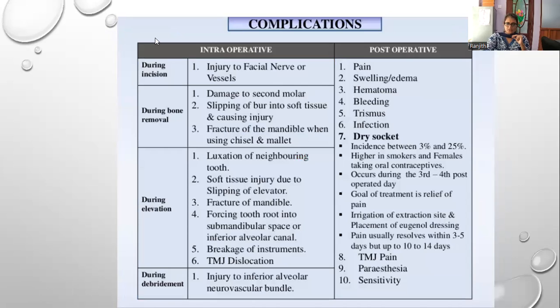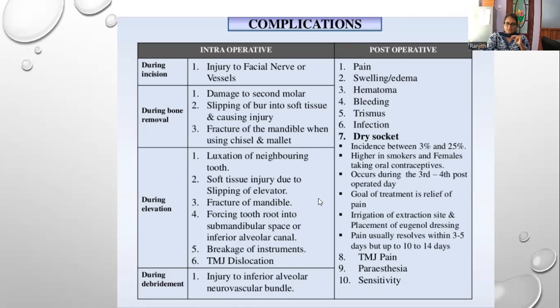Now coming to the complications. Complications can be intraoperative or postoperative. During the incision, there can be injury to the facial nerve or the vessels. During bone removal, you can have damage to the second molar, slipping of your burr into the soft tissues, fracture of the mandible itself. During elevation, there can be luxation of the neighboring tooth, soft tissue injury, fracture of the mandible again, forcing the tooth into spaces like the submandibular space or even the inferior alveolar nerve canal, or even breakage of instruments. TMJ dislocation can happen.